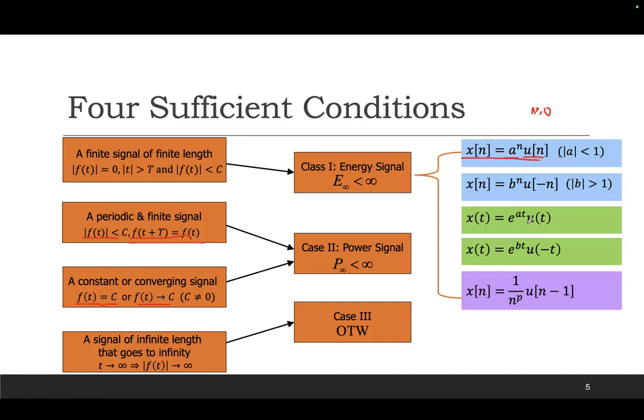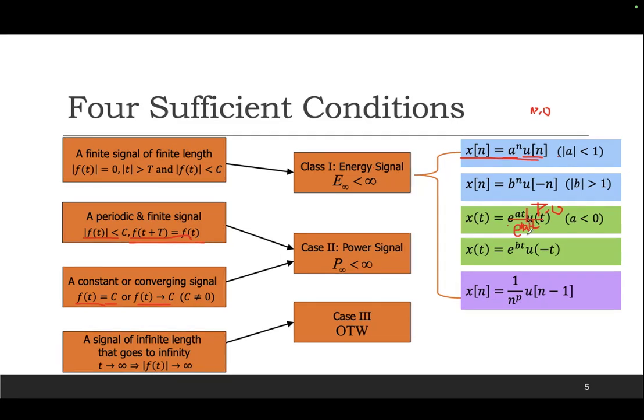How about this one? This one means the a should be smaller than 0, because t here is greater than or equal to 0, am I right? If a is smaller than 0, then you will have this one, and then it will go to 0, am I right? So it is class 1.